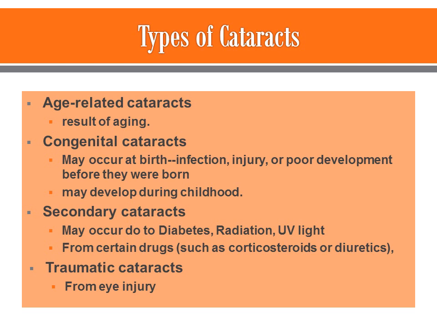The secondary cataracts develop as a result of possible diabetes, UV light radiation, and even from the use of diuretics and corticosteroids. But probably the majority of it is usually related to the diabetes, the radiation, and the UV lights. And then there's the traumatic ones, which are formed after an injury to the eyes.